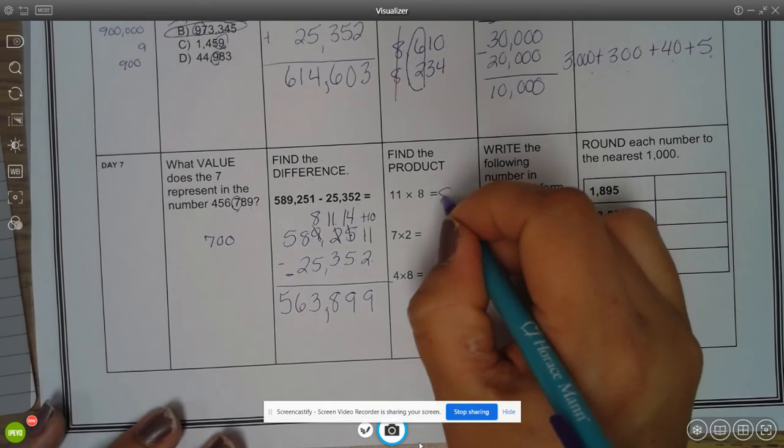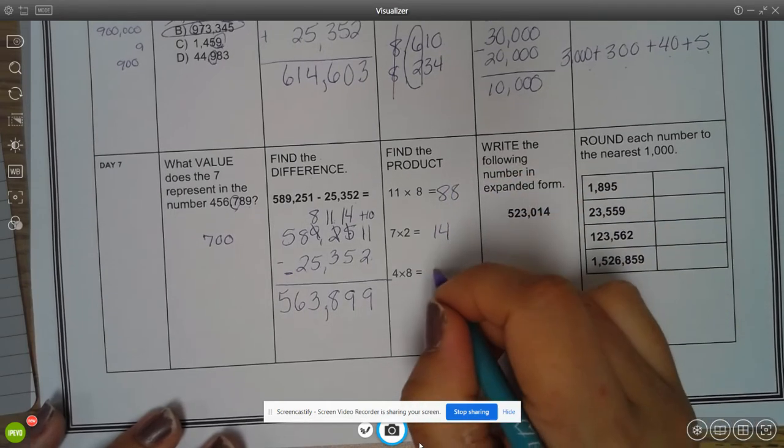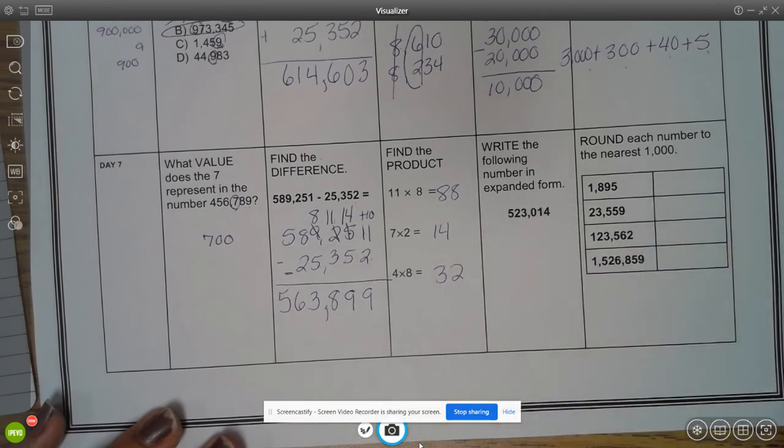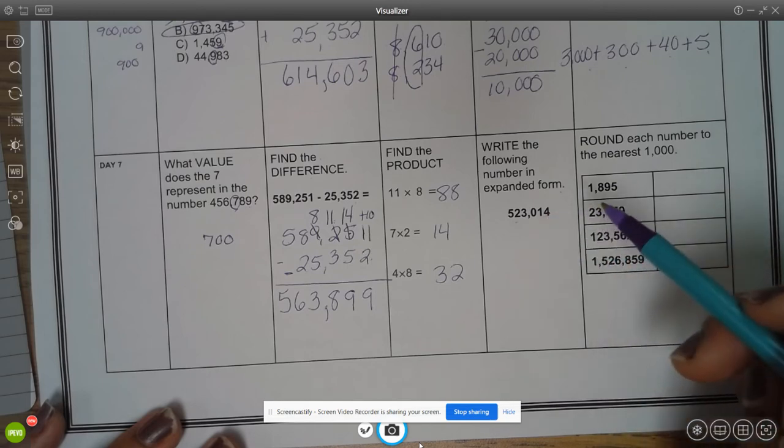The next few problems you had to solve and find the product. 11 times 8 is 88. 7 times 2 is 14. And 4 times 8 should have been 32. The next one you had to find the expanded form of the number. Remember, think about your place value chart.